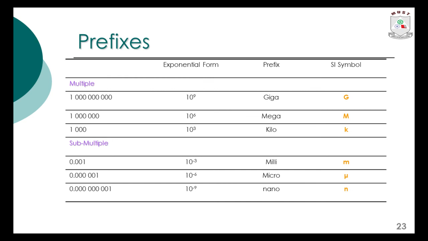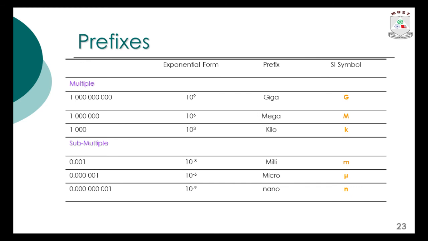And then finally, we are going to look at the prefixes. In science, we usually deal with very, very big numbers, and also very, very small numbers. Because of that, we wouldn't like to express these numbers in their huge forms. So we use what we call prefixes. For example, 1 billion, a 1 with 9 zeros, becomes 10 to the power 9 in its exponential form. In its prefix form, it's giga, and the SI symbol for the giga prefix is G.